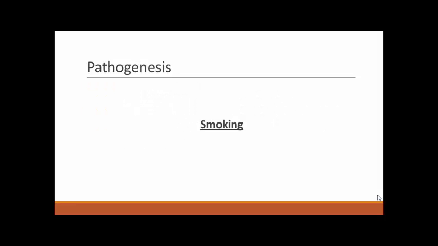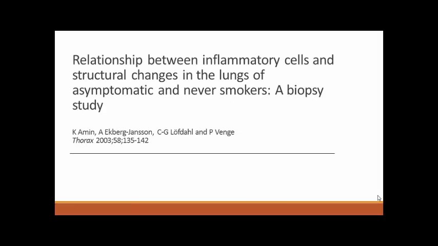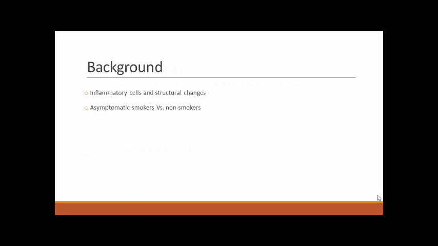The pathogenesis, obviously, is smoking. One of the studies, which was based on biopsy, showed the differences between asymptomatic smokers in comparison to never smokers, and the outcome of the study showed the response of the inflammatory cells in comparison to the structural changes that would happen in both groups. So again, here in the background, we're going to look at the inflammatory cells as well as the structural changes in both the asymptomatic smokers as well as the non-smokers.